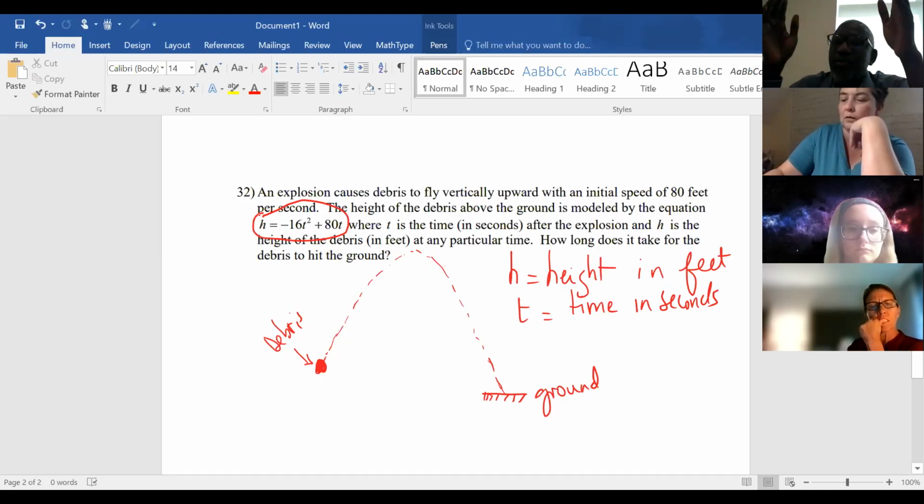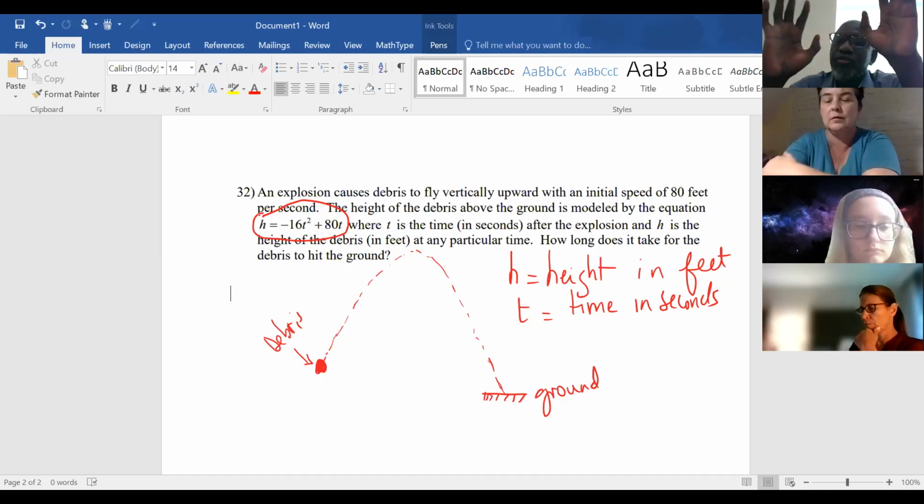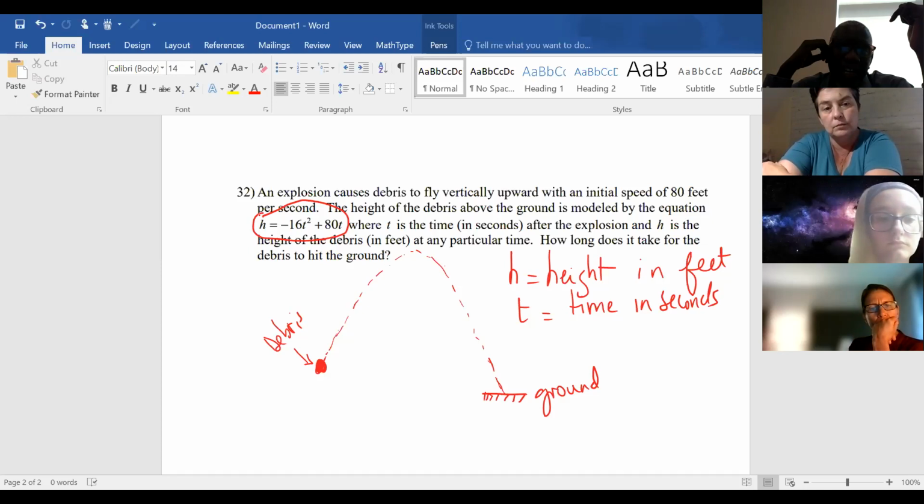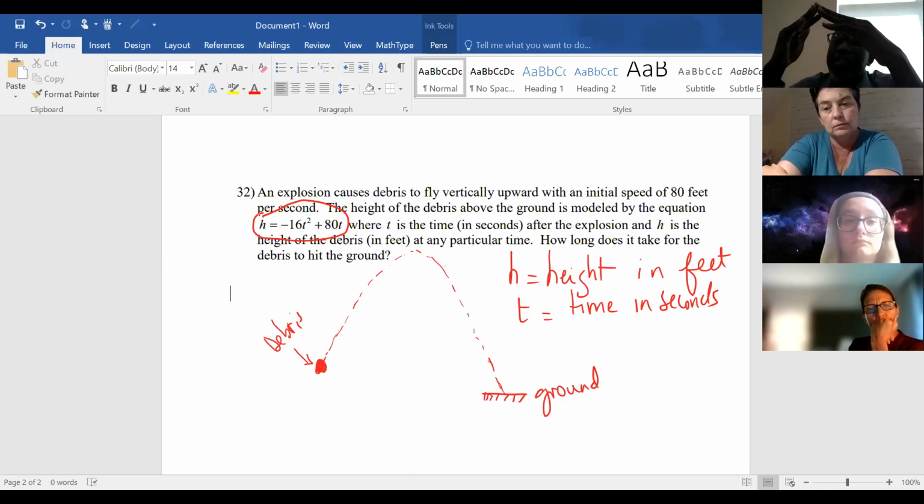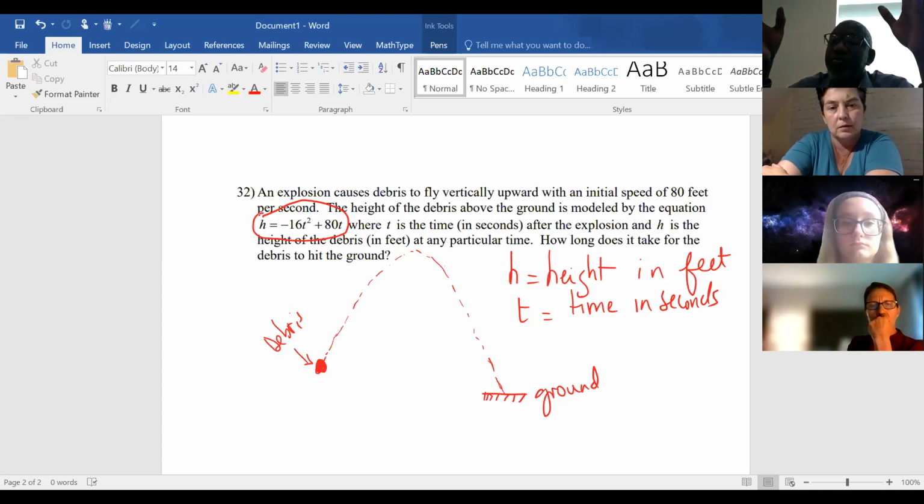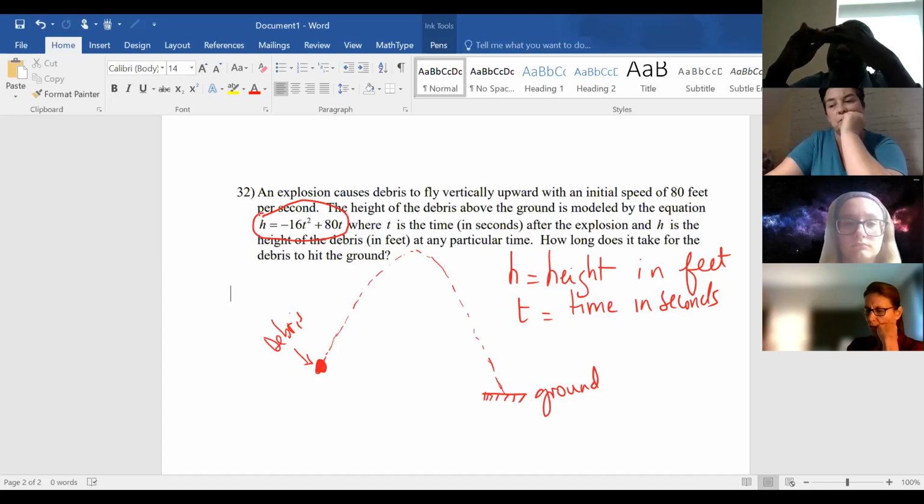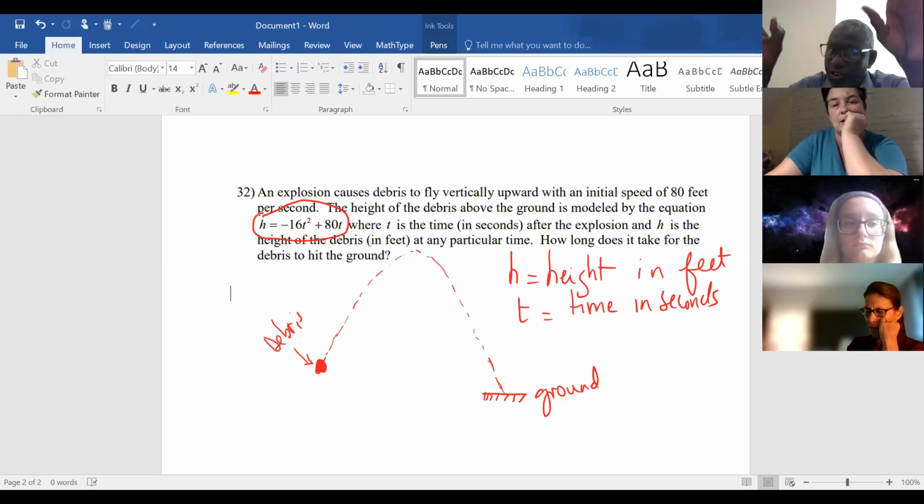But we are not here to investigate where the equation comes from. If you do a little physics, you're going to see that this equation comes from there. 16 here is half of the gravity. The gravity is 9.8 in the international unit, right? In the US unit, like feet per second, the gravity is about 32 feet per second squared. So this equation comes straight from physics, but we are not interested in that.